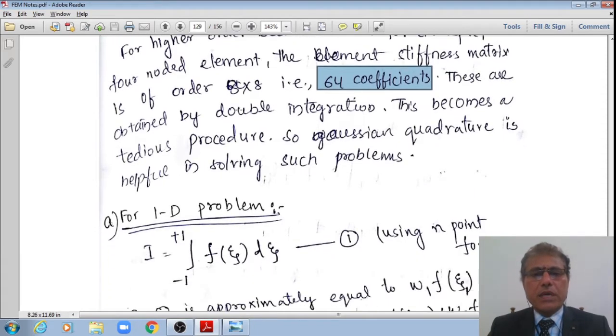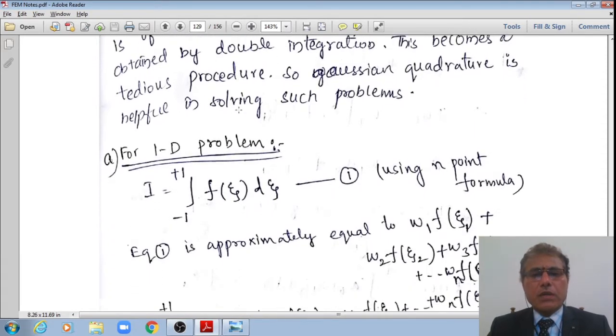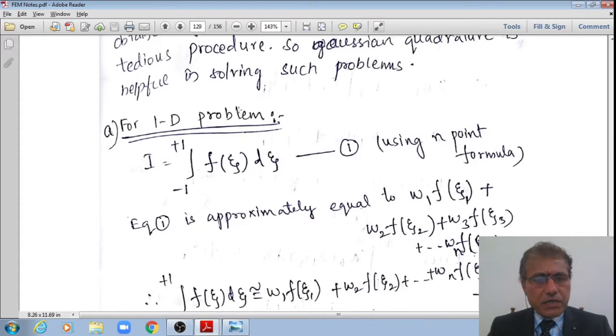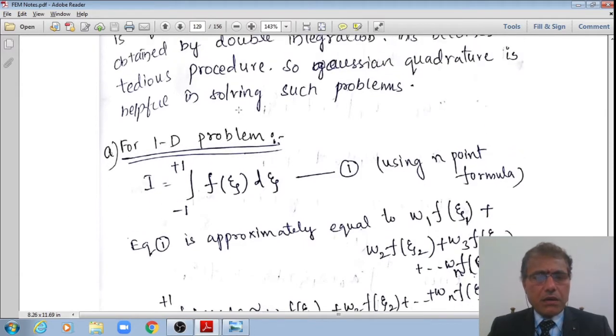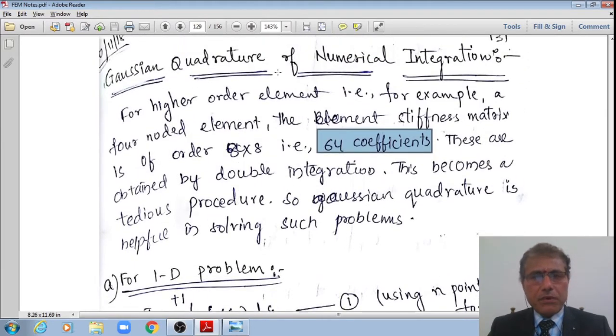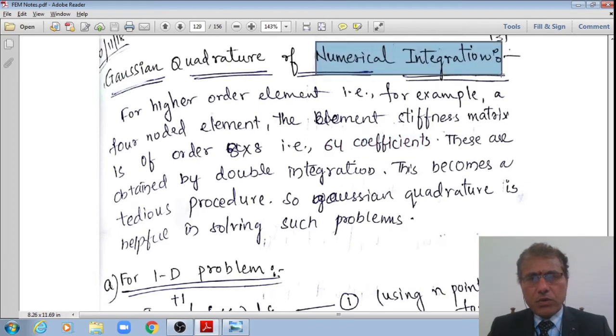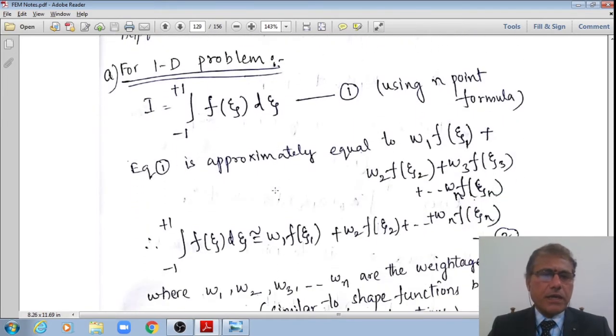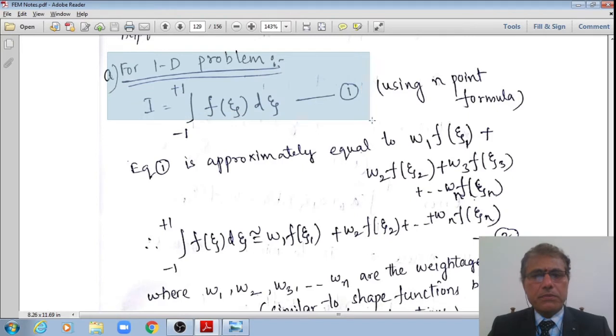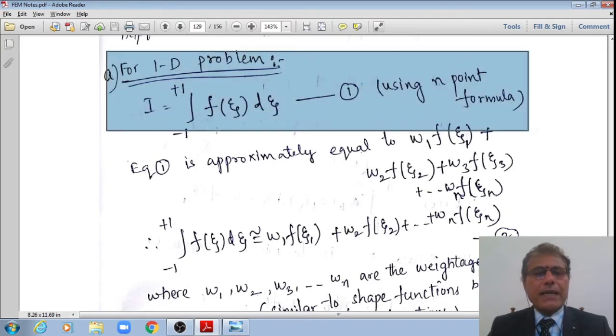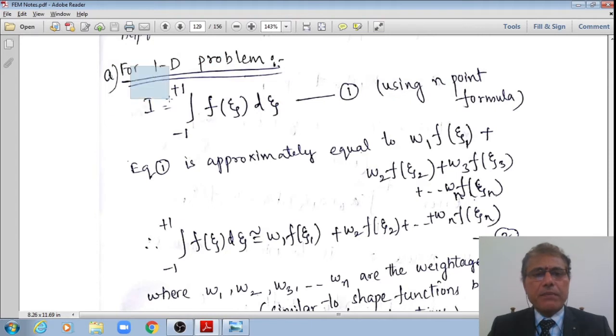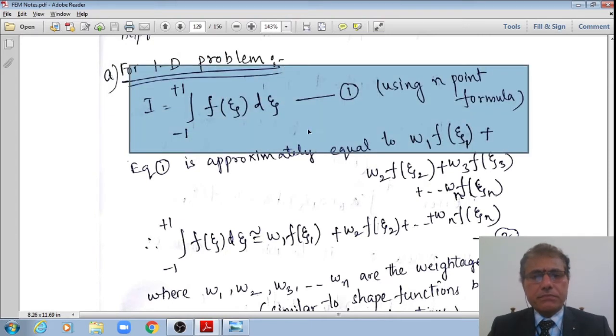Then, if you understood, let us move to the application of this to one-dimensional problems, students. For one-dimensional problems, I have an integral, notated by capital I, given by the integral from -1 to +1 of f(ξ) dξ. Let it be equation 1, using the n-point formula.